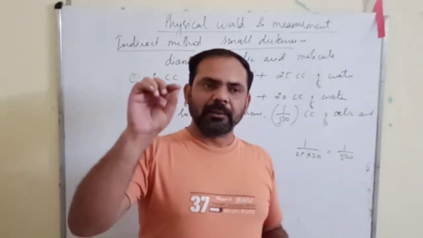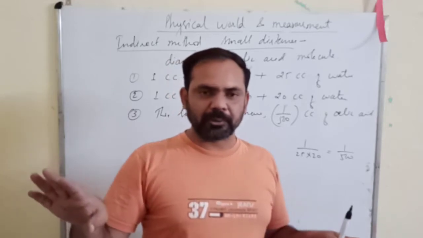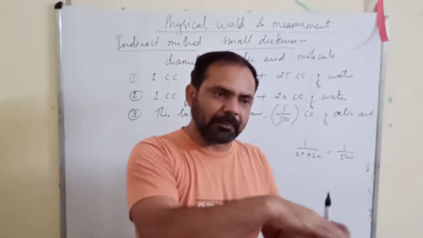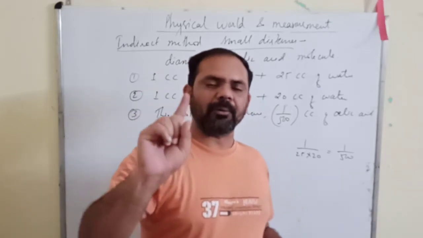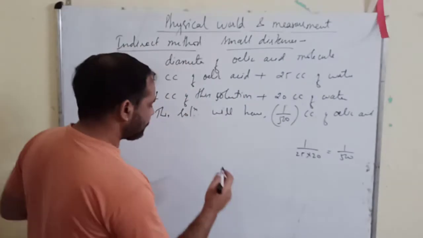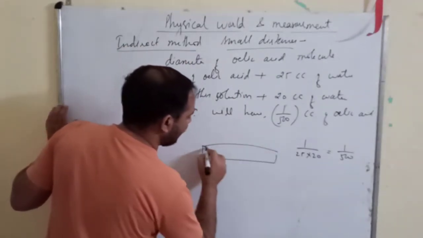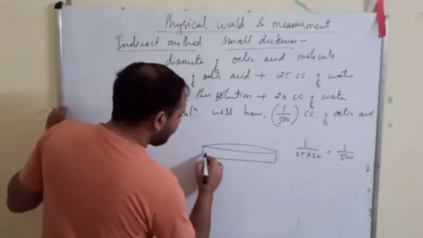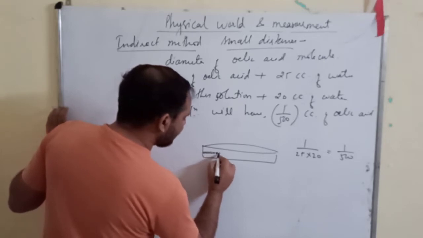We want a very diluted solution of oleic acid, so that when we pour it inside some broad vessel, we get a single layer of oleic acid. Suppose you have a broad vessel like this, and you pour this solution inside it. So what will you get? You will get a single layer of oleic acid molecules.